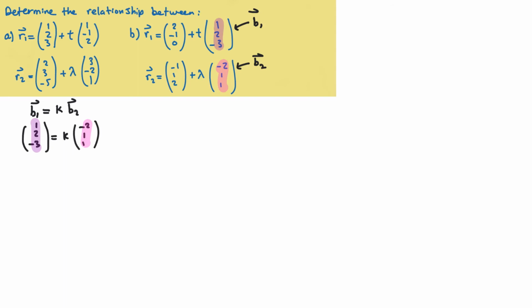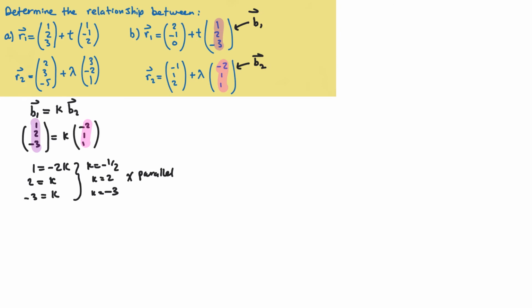And because of this, we're going to use the x, y, and z coordinates. So for x, we got 1 is equal to negative 2k. For y, 2 is equal to k. And for the last one, we got negative 3 is equal to k. Let's do each one. k is equal to negative 1/2. k is equal to 2. k is equal to negative 3. So therefore, they're definitely not parallel.